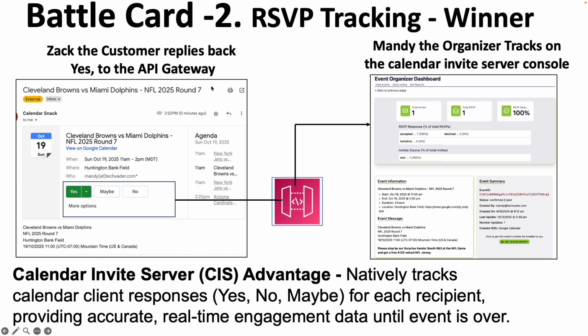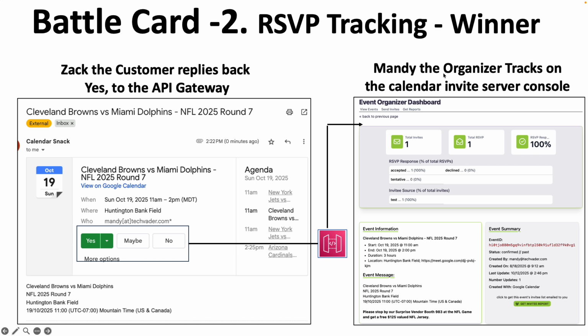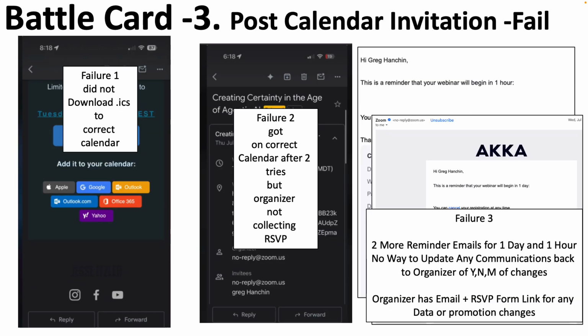In this case here, this was Zach. He said yes to the event. Mandy, the organizer, is tracking that in the calendar invite server console. So I think I beat the horse on that one. We're a clear winner. And the battle card item number 3 is really post-calendar invitation fail.